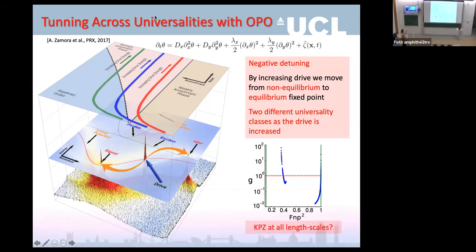observe the KPZ scaling. So if G is very small, I need a massive system to observe KPZ because it's in an exponent. If G is larger than 1, I should see KPZ at all length scales, and indeed we could see a window where that should be possible.